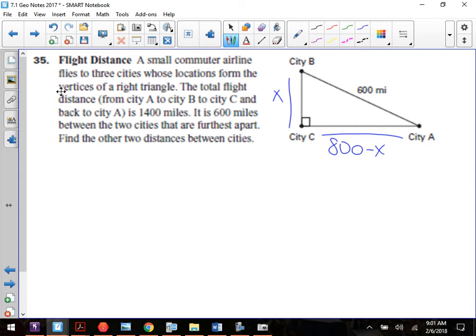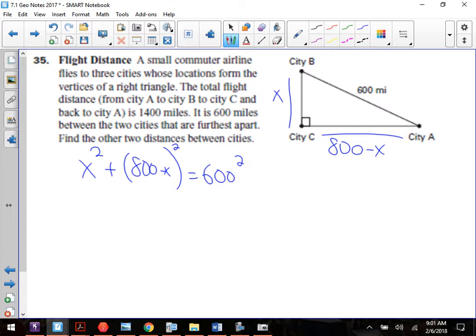Now, you still have a right triangle. Which of those 3 sides then is the hypotenuse? 600. Good. So you wind up with a quadratic. You get x squared plus the quantity 800 minus x, quantity squared, equals 600 squared.